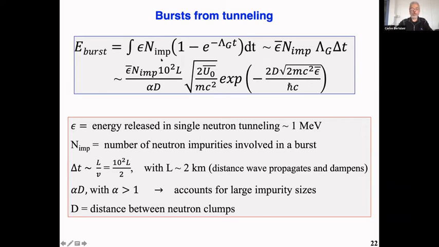And then I have to integrate over time, which means, if this is an elastic wave, what determines this time here is the time that it propagates from one space to another. And if I assume 1/100th of the speed of light, this time should be related to a distance of 2 kilometers. So I also allow alpha D, where I make the clumps very large with alpha, while D is the distance between them.